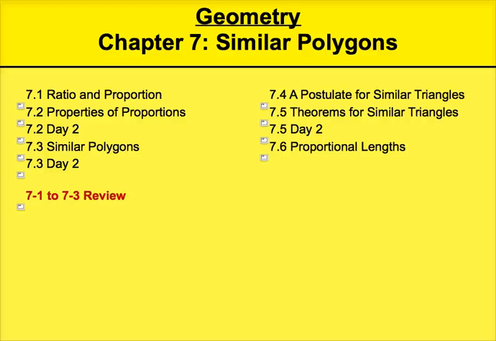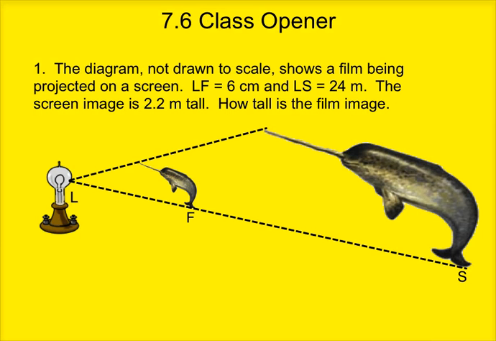Chapter 7, Similar Polygons. Today we're going to cover Section 7.6, Proportional Lengths. Your class opener. The diagram, not drawn to scale, shows a film being projected on a screen. LF equals 6 centimeters and LS equals 24 meters. The screen image is 2.2 meters tall. How tall is the film image?